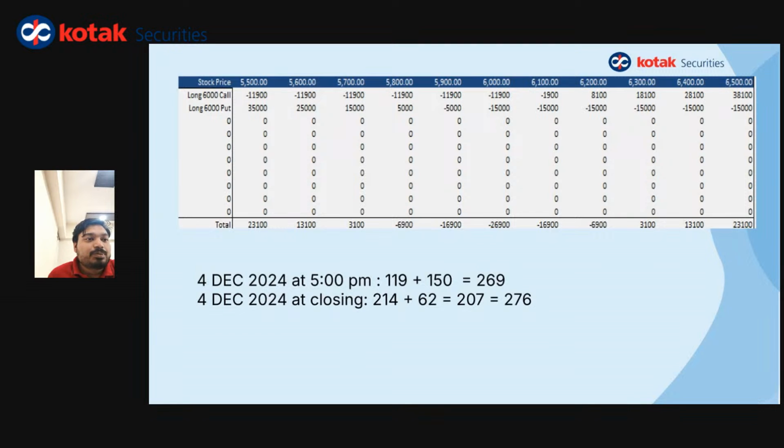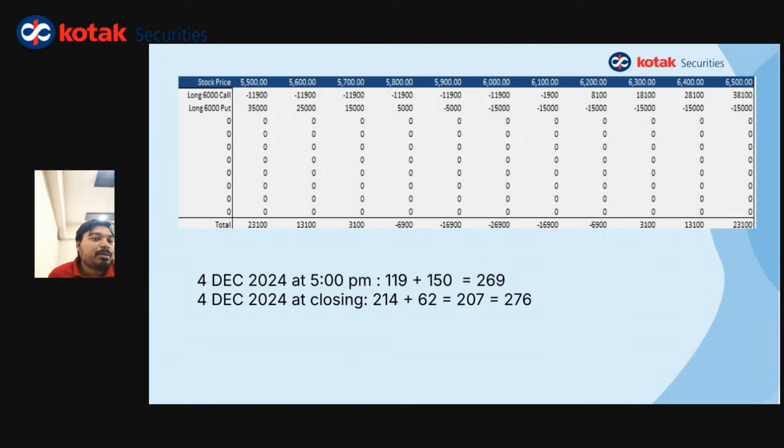Now, let's say this position which I took is on 4th of December, which was Wednesday. I took this at 5 p.m. in the evening, because inventory data came at around 9 p.m. So I entered this long position at around 269 rupees, the total net premium paid as I discussed earlier. And after the inventory came, crude oil fell drastically.